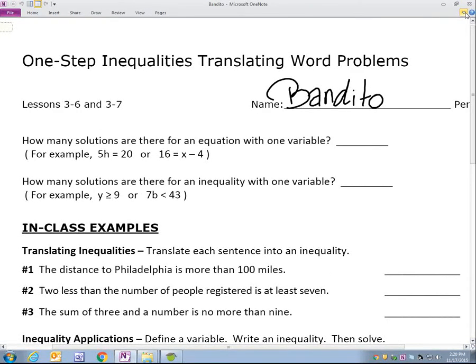One-step inequalities isn't translating words from one language to another necessarily. This is actually translating from writing to being just mathematical, or into algebra.